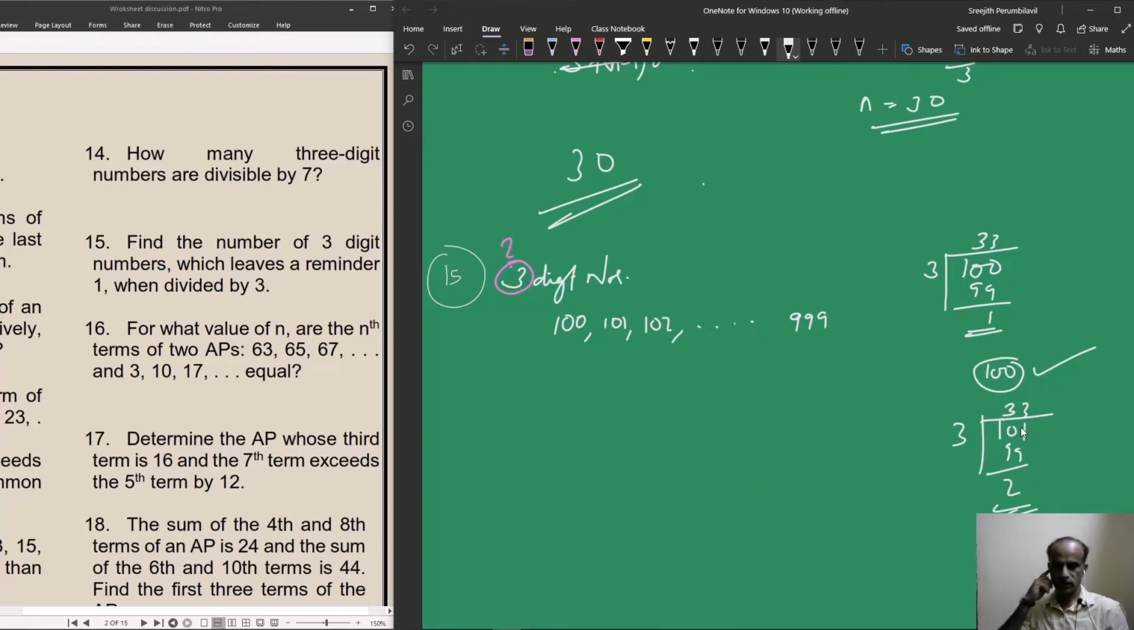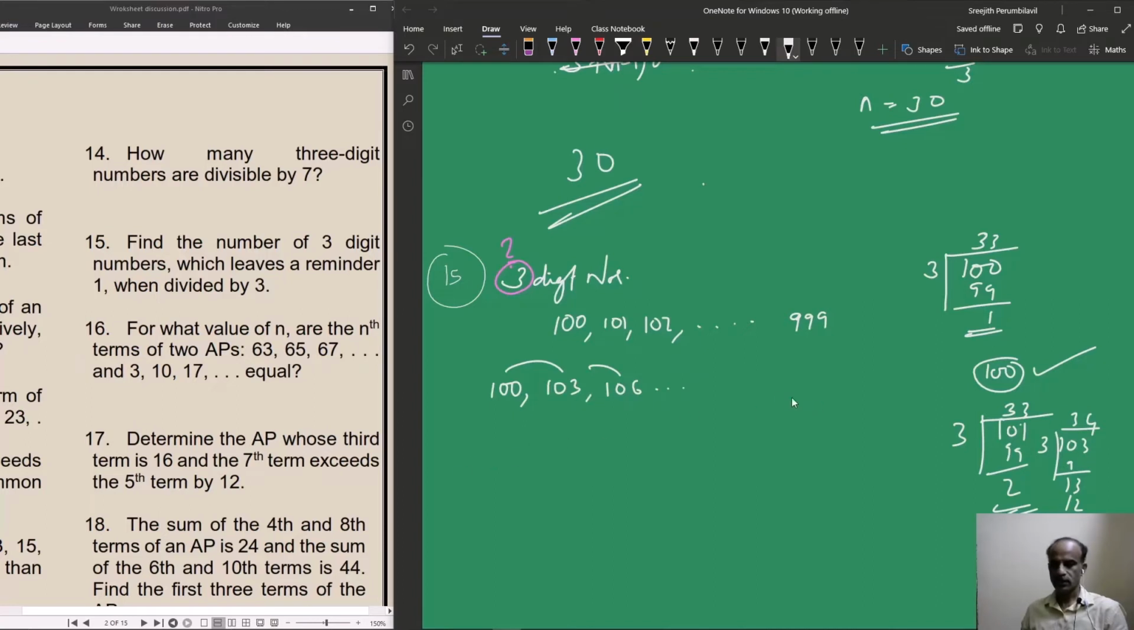No. So 102 will leave remainder 0, it will go one more time, so actually it will be 34. So how about 103? 3 threes are 9, 3 fours are 12, and the balance remainder is 1. So 100 is one such number. Then the next such number is 103. What is the difference? 3. Then 106, and so on.